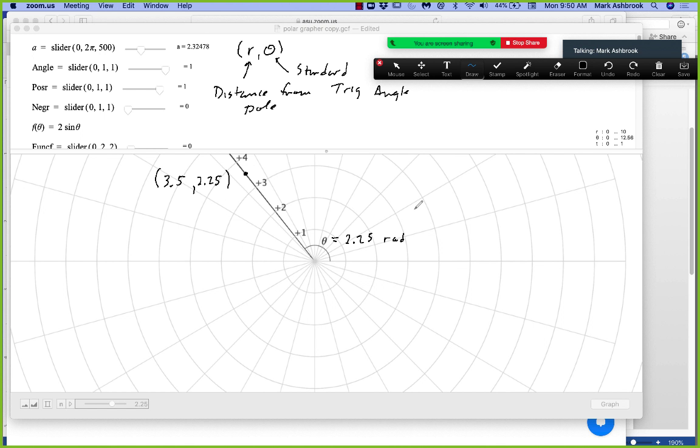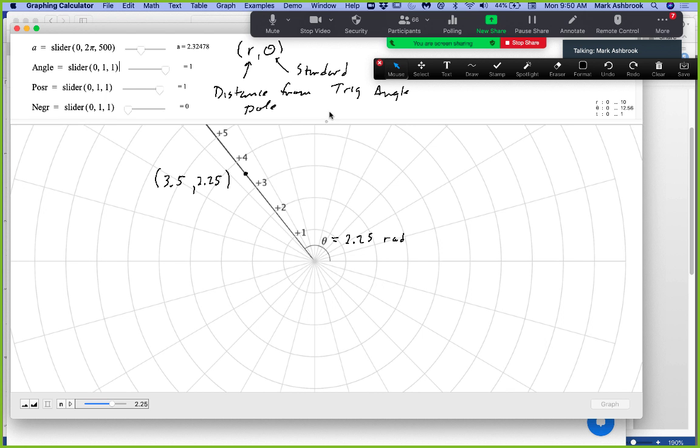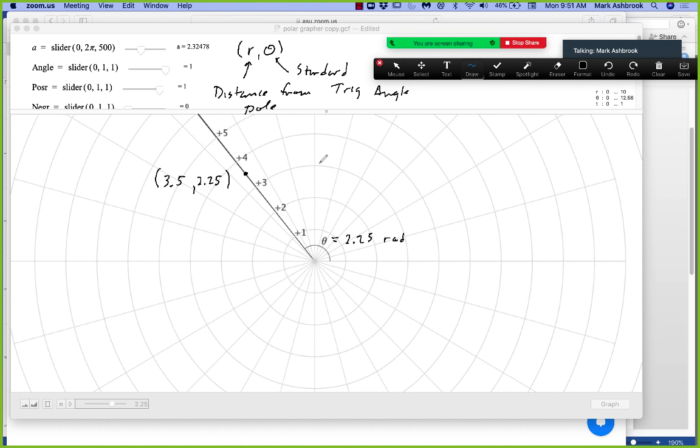Okay, so what does the number 2.25 mean? Let's do a quick review of radian measure, or maybe some of you have really never learned that explicitly. So this angle measure of 2.25, what does that number mean, 2.25?